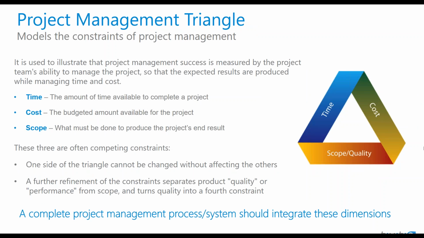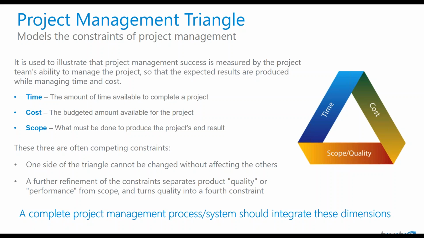But if we take this more holistically and look at the entire set of constraints in project management, and look at the classic project management triangle, which really models those constraints, you're really looking at the dimensions of scope, time, and cost, with some dimension of quality interjected in there. And it's really used to illustrate that project management success is measured by the team's ability to manage the project on all these dimensions so that the expected results are produced while managing time and cost.